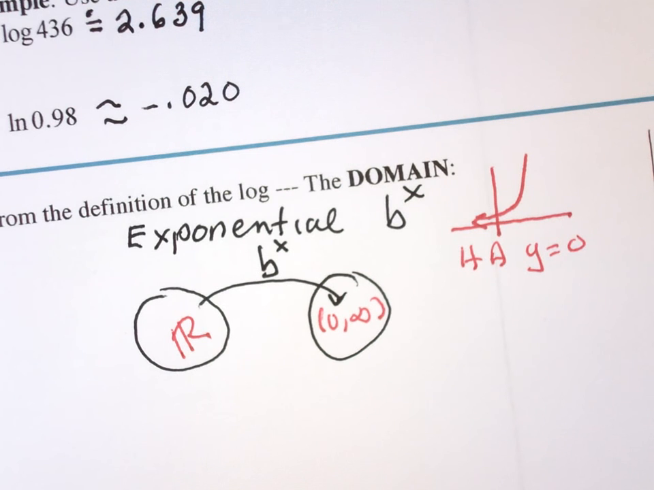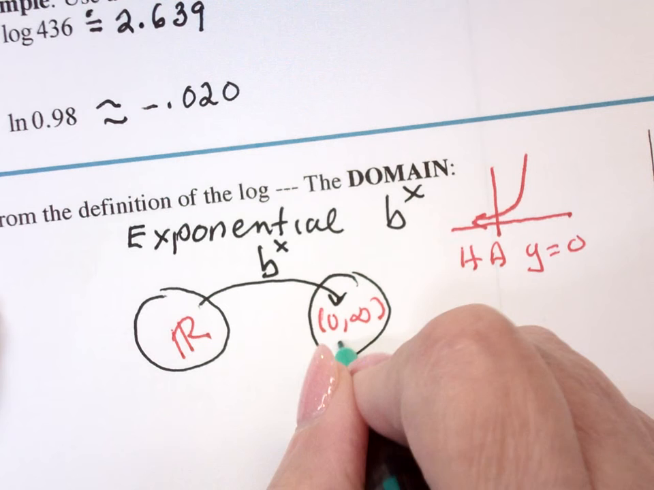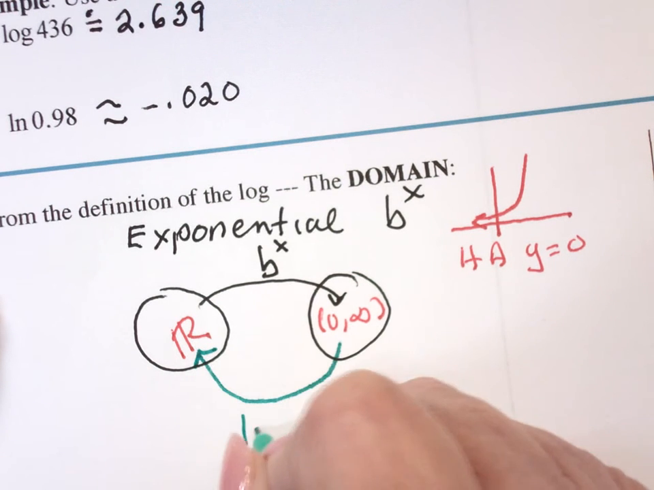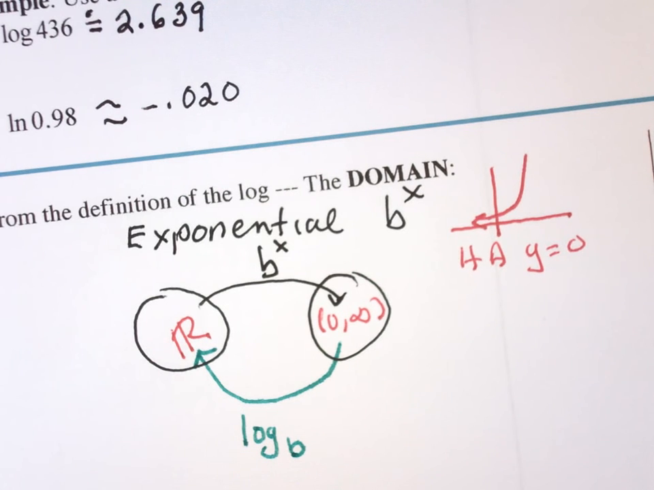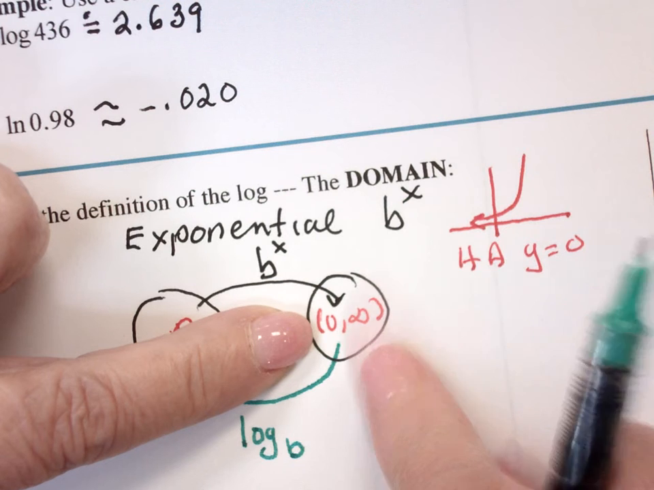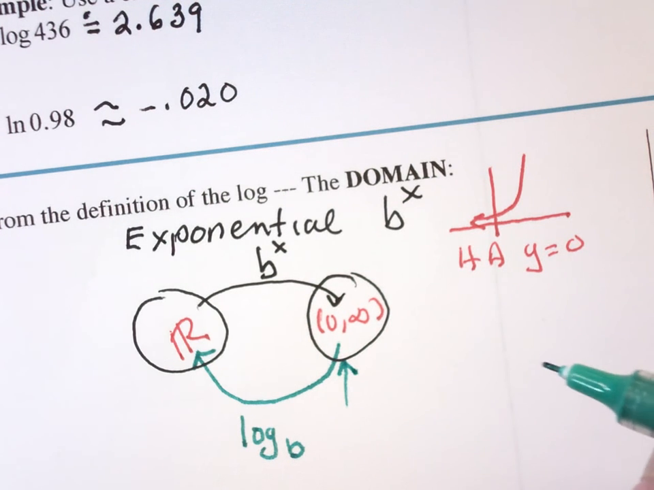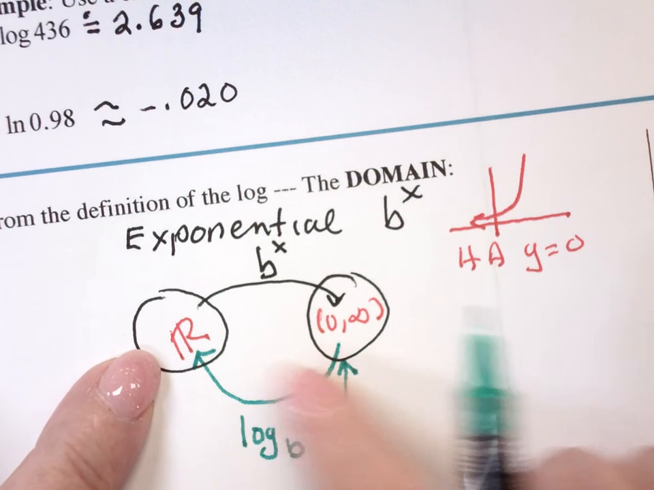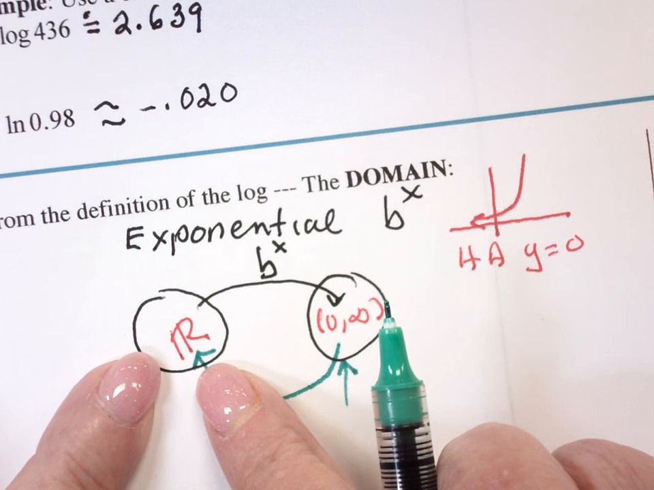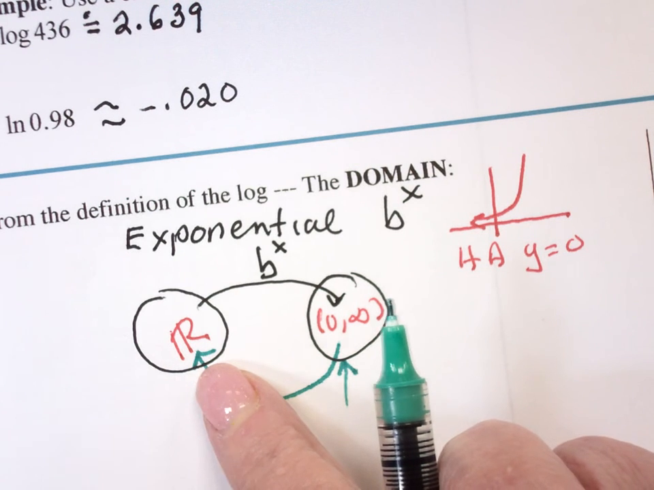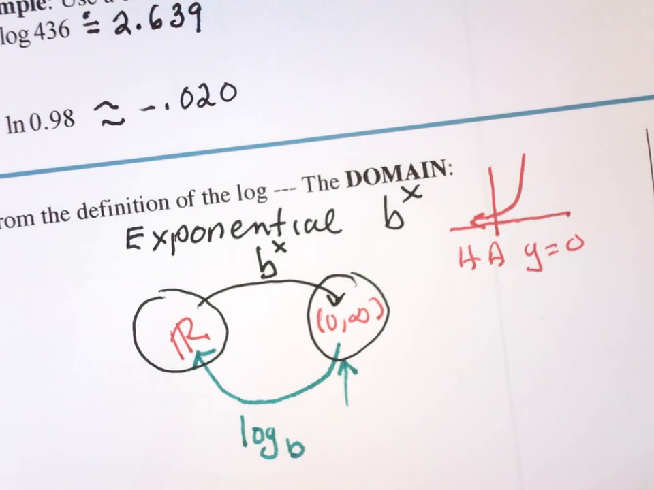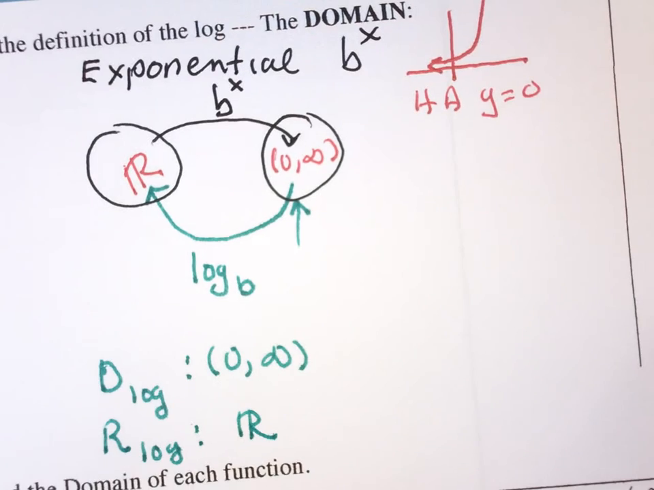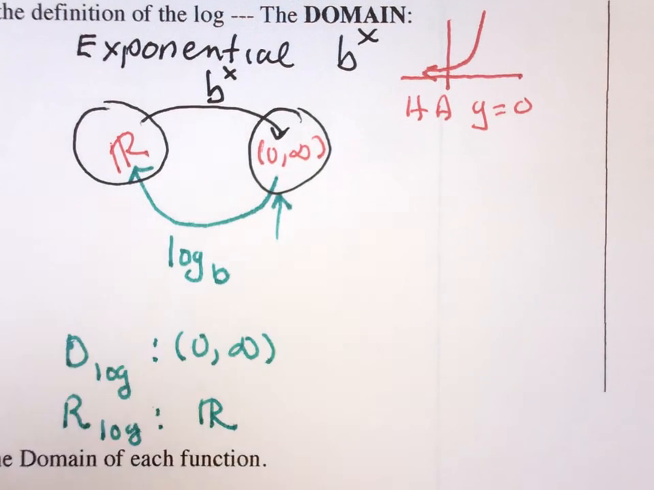So what is this going to mean to you? Well, the logarithm is going to be bringing everybody back. The exponential's world consists of only numbers between 0 and infinity. So the domain of the log is 0 to infinity. It brings everybody back to a world that is all real numbers. So the range of the log is all real numbers.